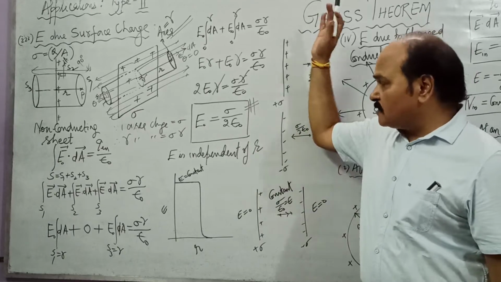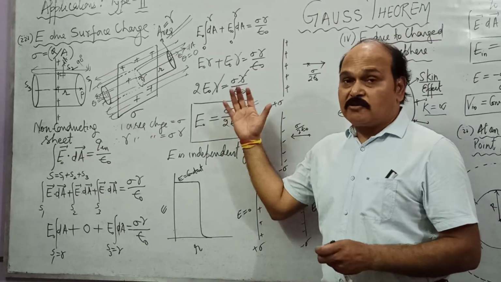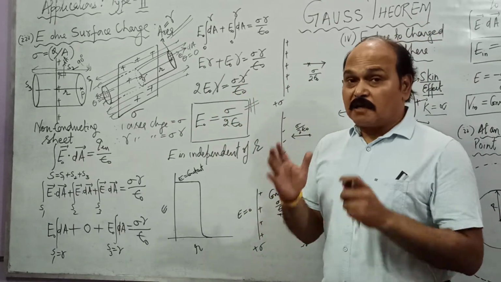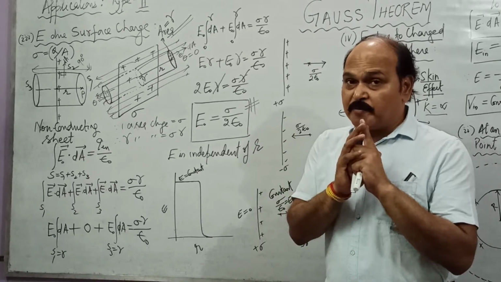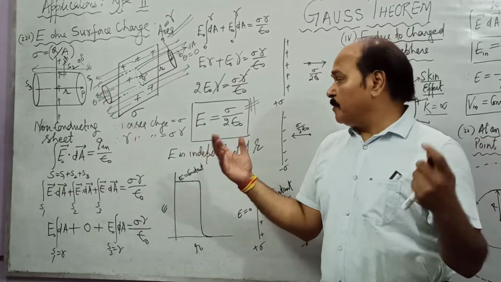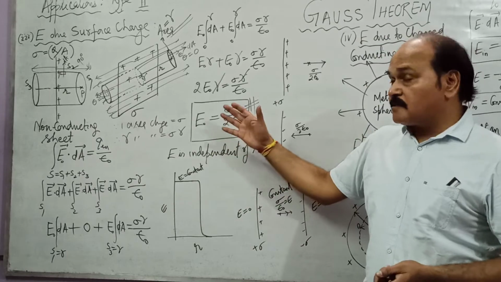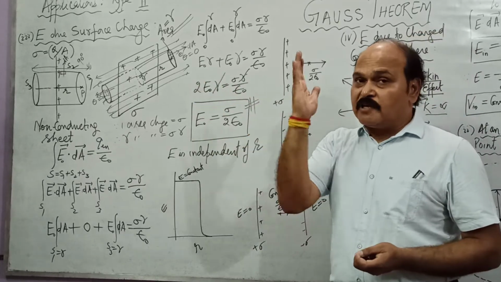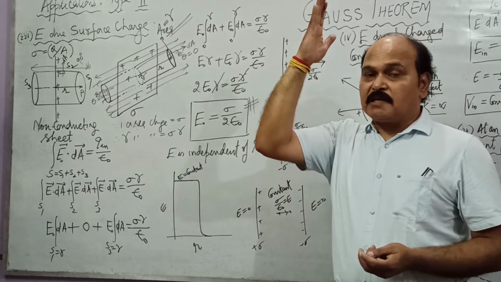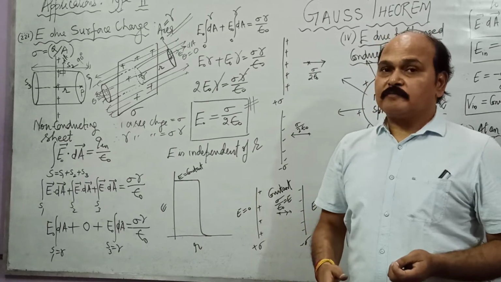So due to surface charge distribution, electric field intensity is constant. It does not depend upon distance r. But remember, this electric field intensity is constant up to a certain very small distance. Thereafter, it rapidly shoots down to zero.